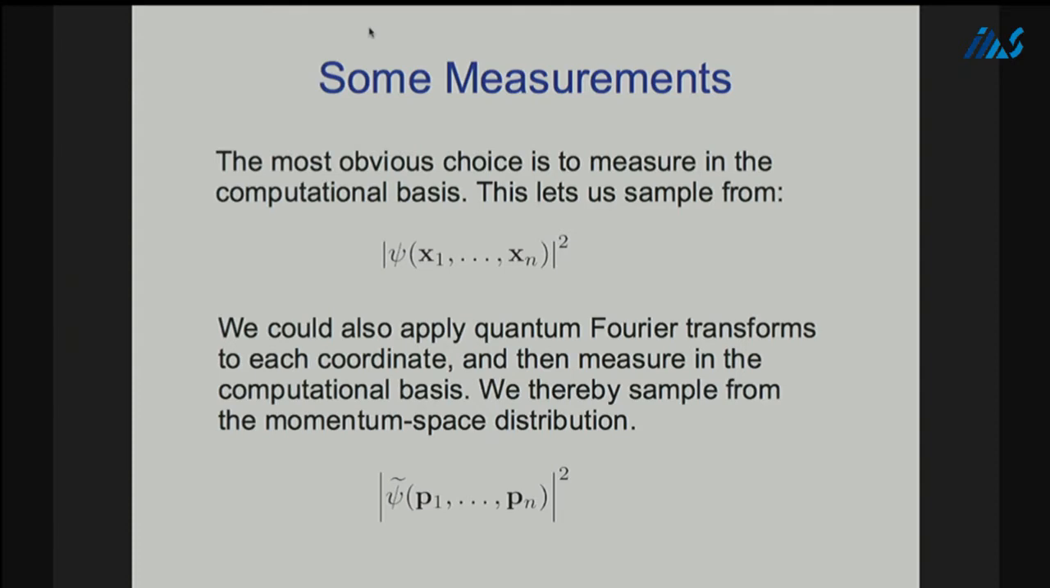in the computational basis. What that lets us do is sample from the coordinates of the particles according to the absolute square of the wave function. This is really just like doing a measurement in the position basis, where we get the simultaneous position of all these electrons and nuclei, and we sample from that probability distribution. Now we could also do a Fourier transform and then a measurement in the computational basis. At that point, you're doing the same thing except in the momentum basis instead of the position basis. So you get a sample from a probability distribution over momentum space given by the momentum space wave function, which is just the Fourier transform of the position space wave function.